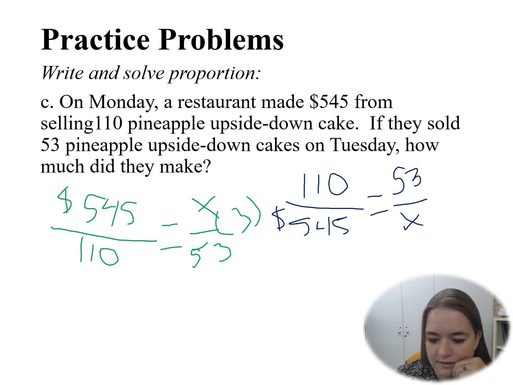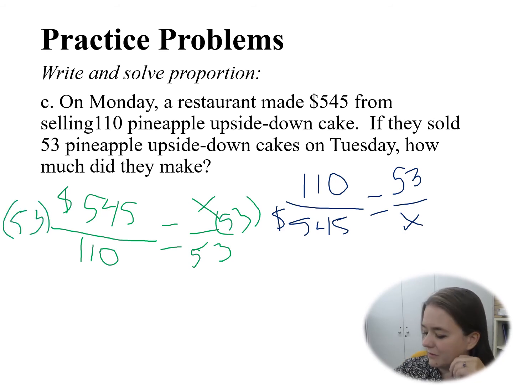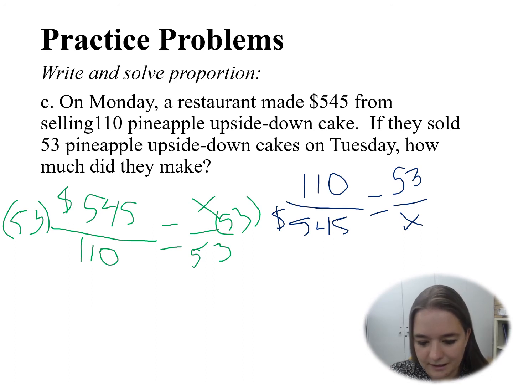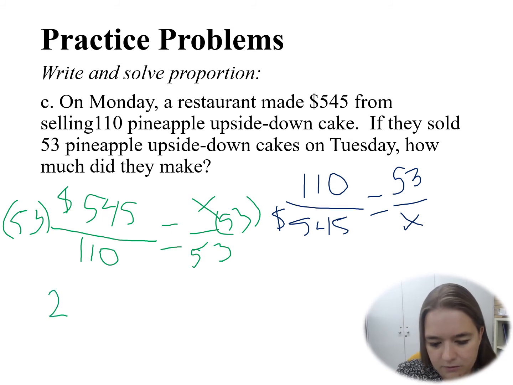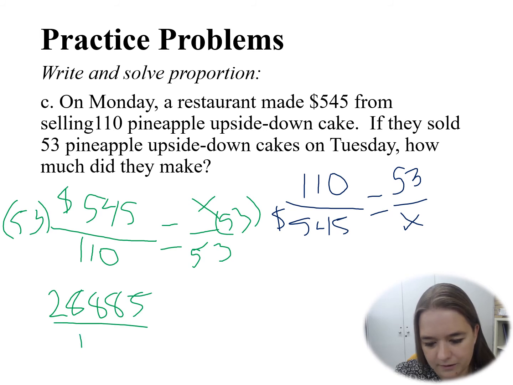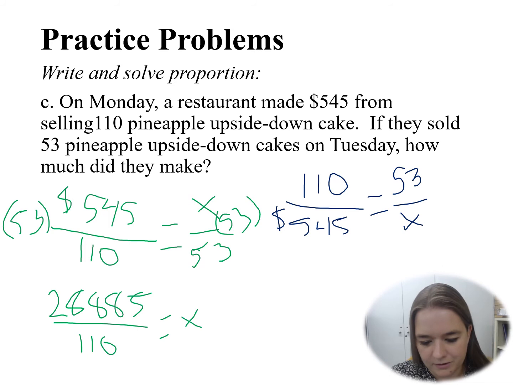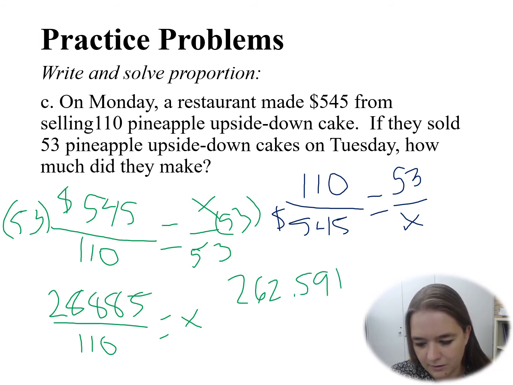It makes it a one-step. 53 on both sides. When I multiply both sides by 53, I get 53 times 545. I get 28885 over 110 equals x. Well, if I divide that value by 110, I get 262.591. Well, when I'm talking about values of money, I need to simplify to the nearest hundredths.